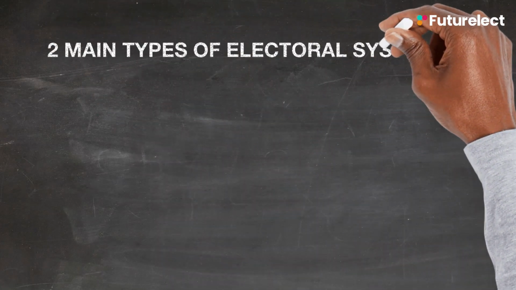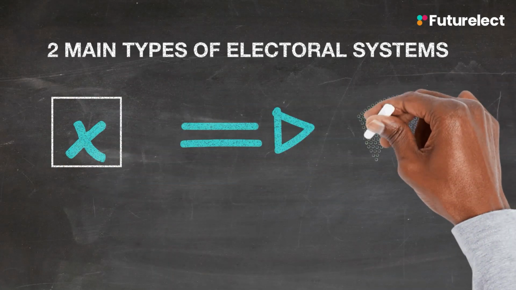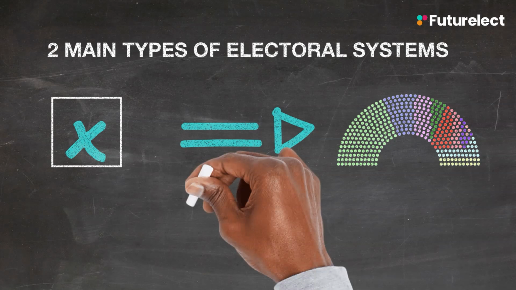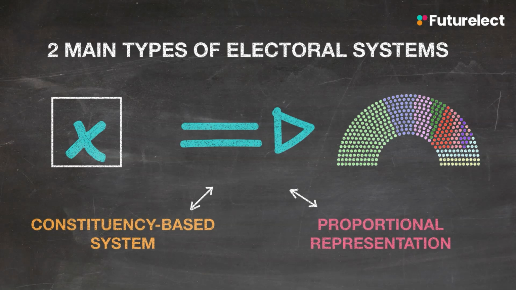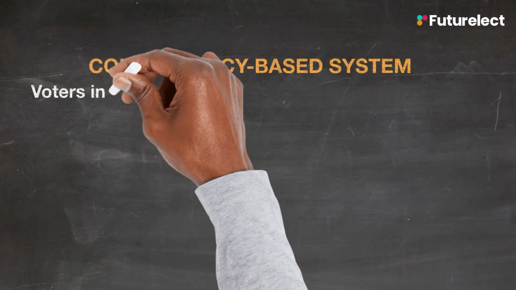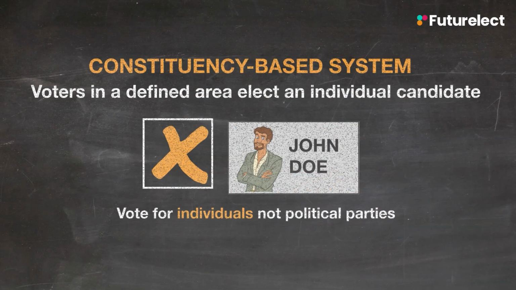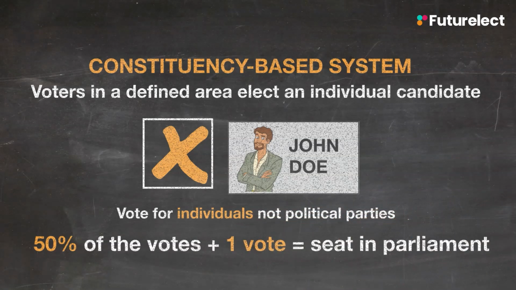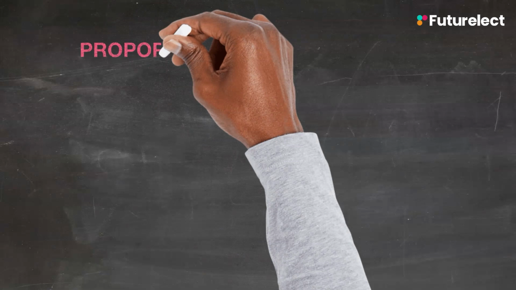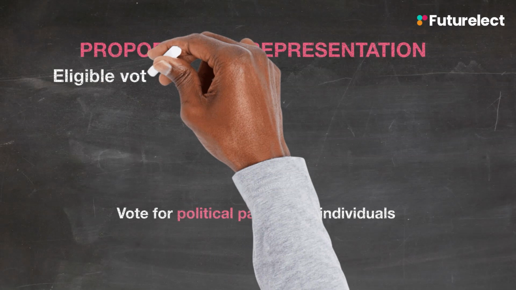On top of these different forms of democracy, there are also two main types of electoral systems. An electoral system defines how votes are translated into elected representatives. The first is the constituency-based system, and the second is proportional representation. In constituency-based systems, voters in a defined area elect an individual candidate. The candidate who receives at least 50% of the votes, plus one vote, in each constituency becomes a member of parliament.